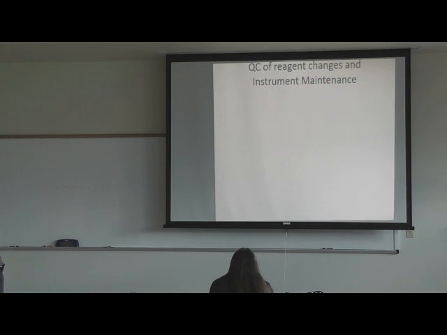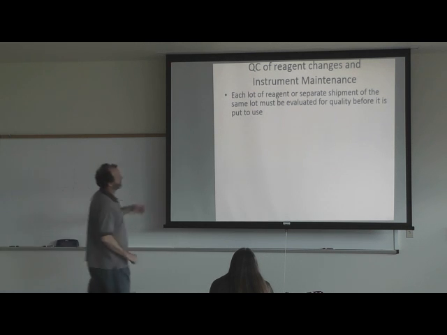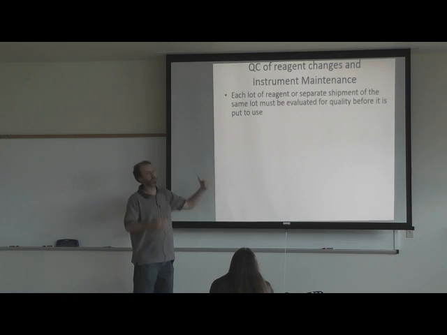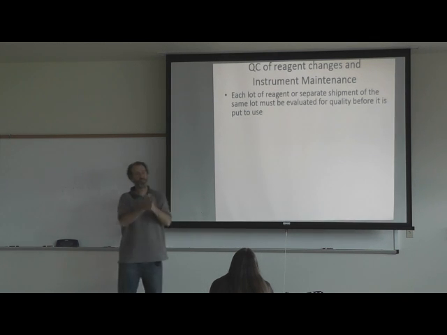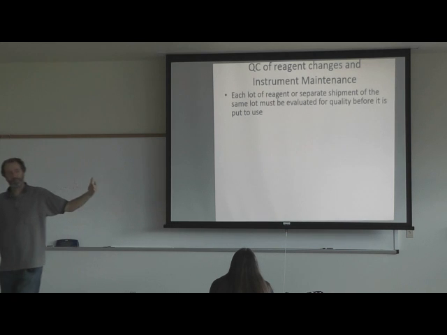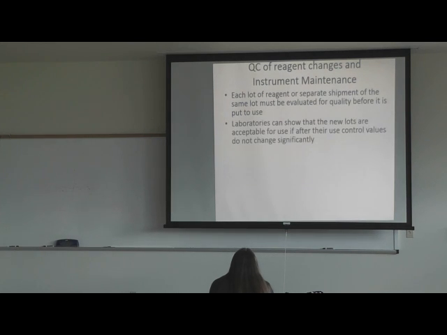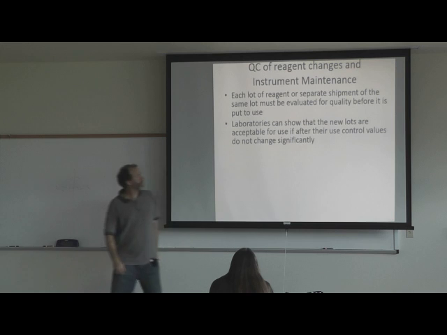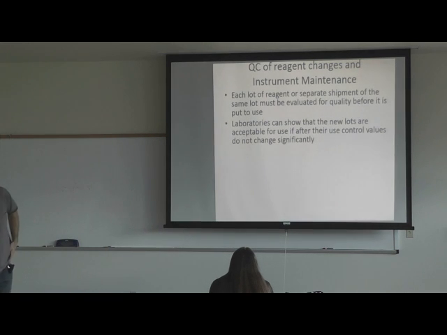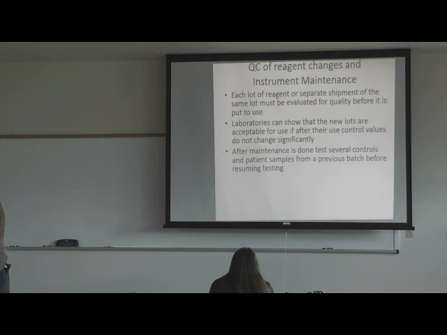Quality control of reagent changes and instrument maintenance. So each lot of reagent or separate shipment of the same lot must be evaluated for quality before it's put to use. So you have to test it, right? Because a lot of times you'll see the QC material go out of whack when you change lots. So laboratories can show that the new lots are acceptable for use if after their use the control values do not change significantly, and after maintenance is done, test several controls and patient samples from a previous batch before resuming the testing.